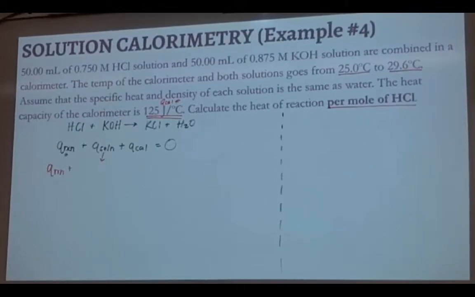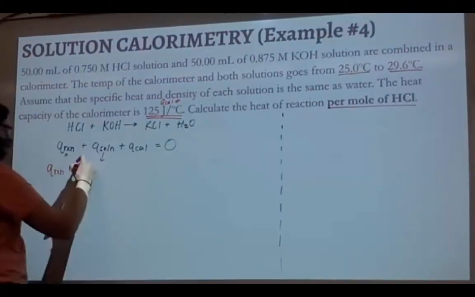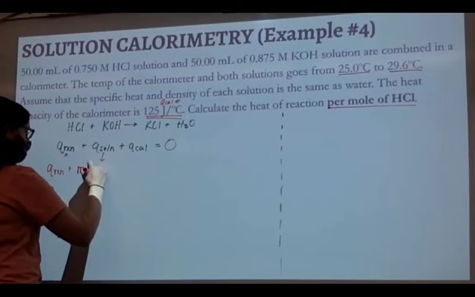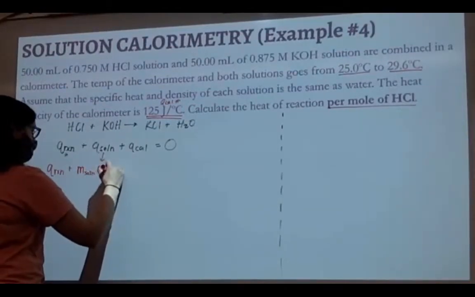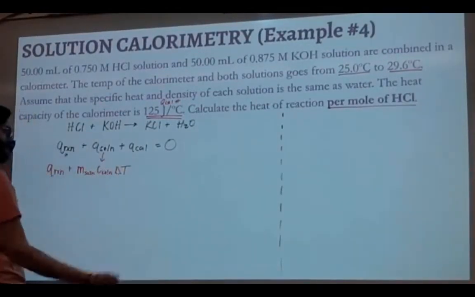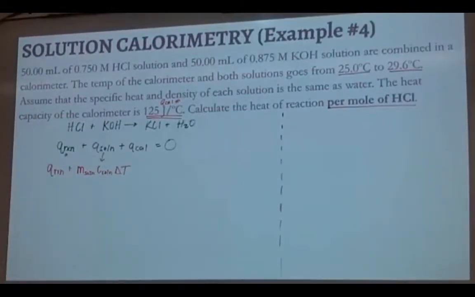Right. Q is MC delta T. So for Q solution, it's going to be the mass of the solution, specific heat of the solution, times delta T. Q is MC delta T with the exception of Q cal.